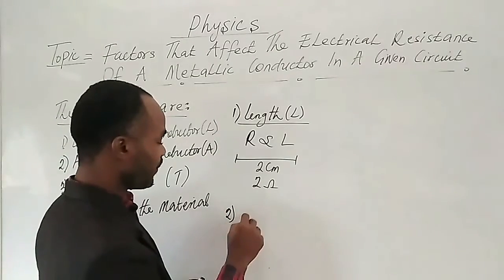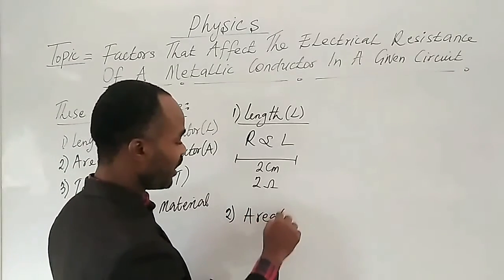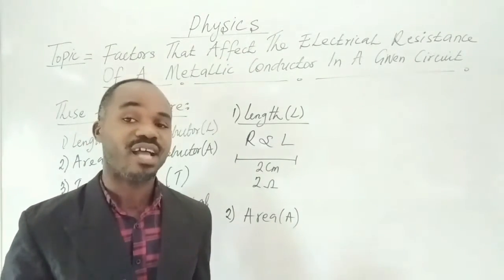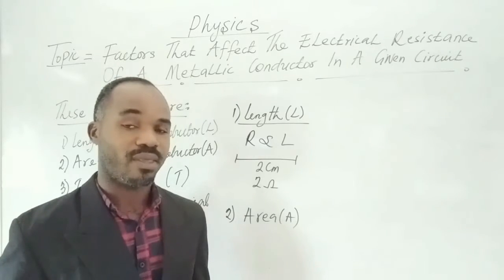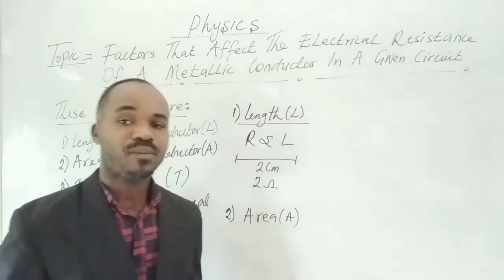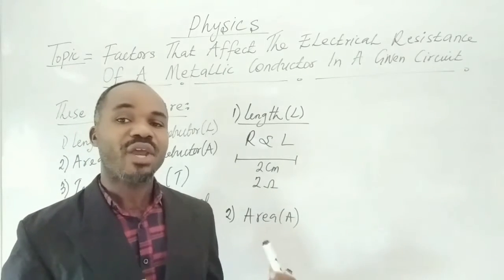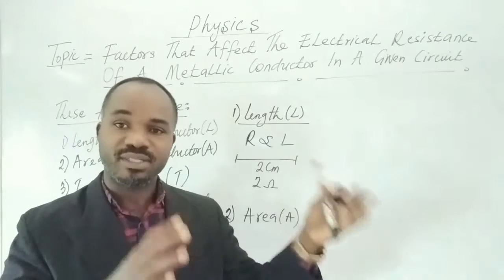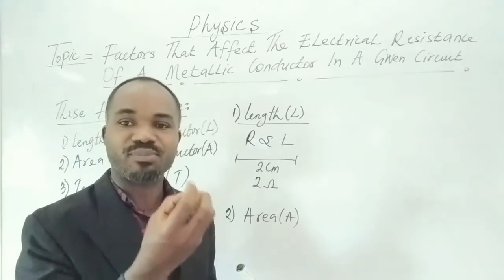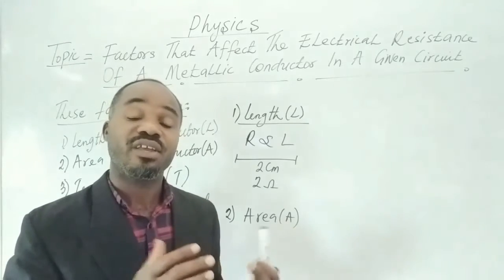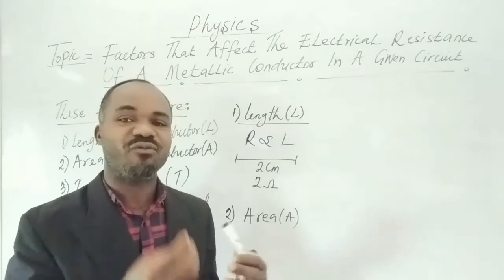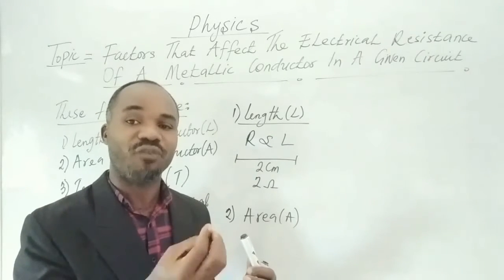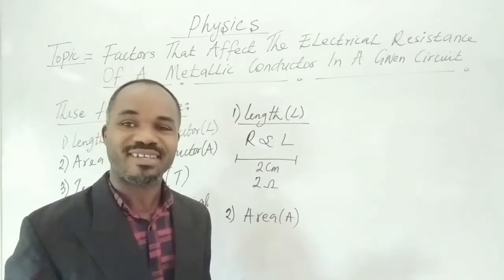Then number two is the area. The cross-sectional area of the conductor also affects the resistance of the conductor. How? If the area of the conductor is large, the resistance it offers will be very, very small. But if the cross-sectional area of the conductor is very small, it offers a large amount of resistance, and vice versa.